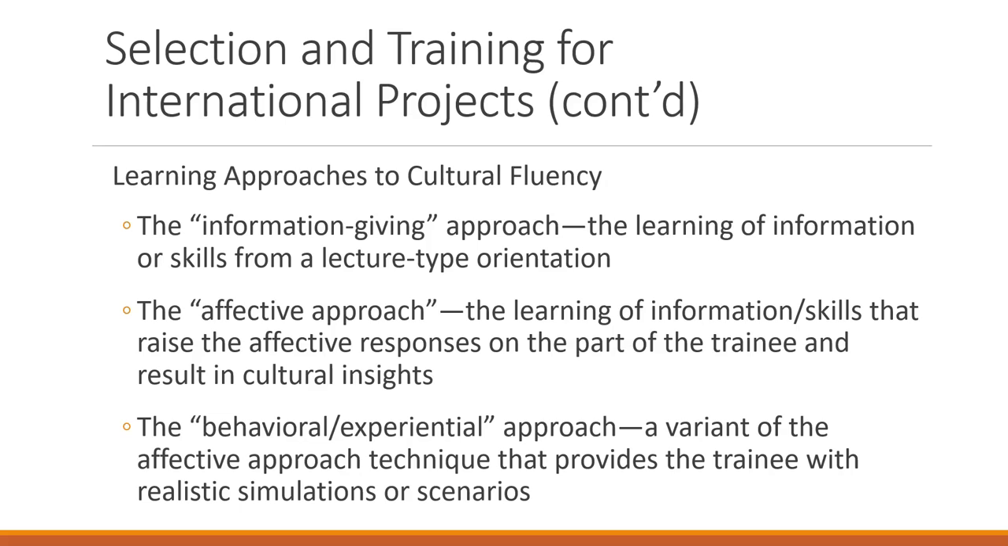And we talk about 3 different ways that we can learn approaches to cultural fluency. So the first one is the information giving approach, where we just learn from a lecture. And then the effective approach, which is the learning of information and skills that raise the effective responses on the part of the trainee and result in cultural insights. And then, of course, the most effective, the behavioral experiential approach, which provides the trainee with realistic simulations or scenarios that they're actually going to encounter so that they can practice that.